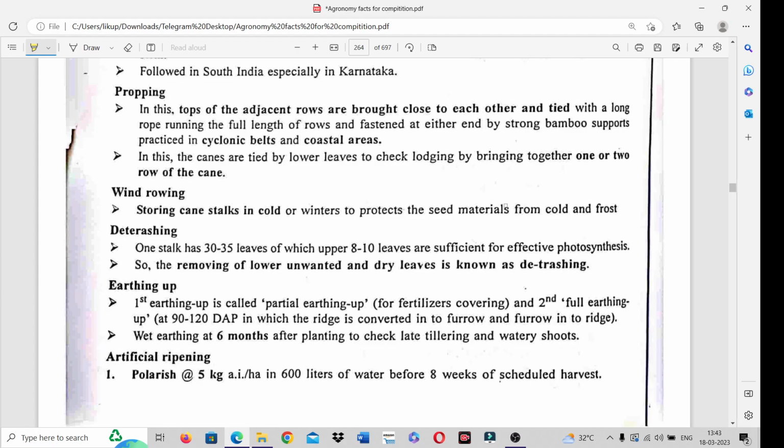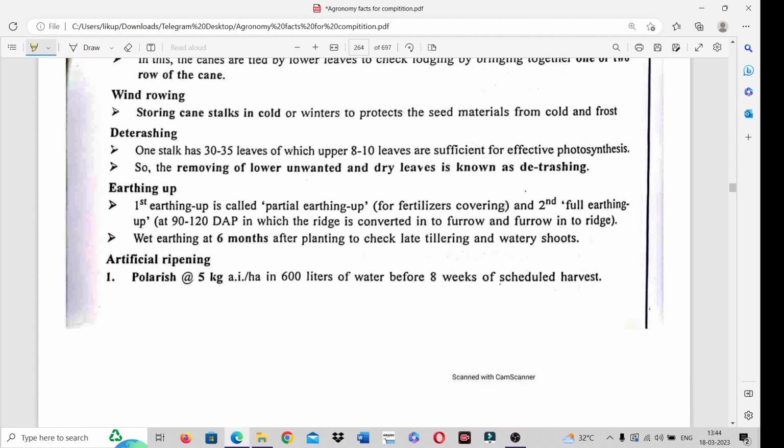Detrashing. One stalk has 30 to 35 leaves, of which the upper 8 to 10 leaves are sufficient for effective photosynthesis. So removing of lower unwanted and dry leaves is known as detrashing. Earthing up. The first earthing up is called partial earthing up, and the second is full earthing up. Full earthing up at 6 months after planting to check late tillering and water issues.